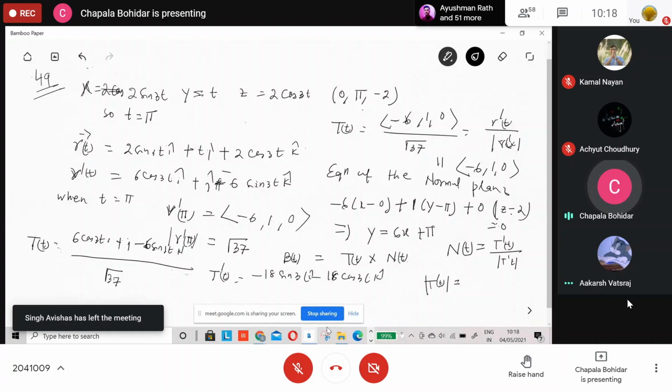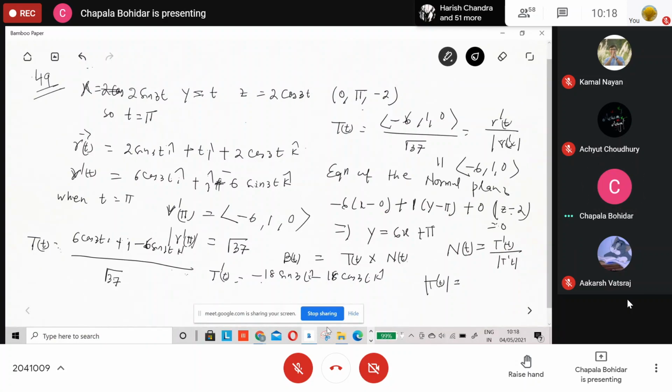Yes, we get here. I am asking you t dash t. It is divided by root 37. Root 37, it is our square. We have to find out t dash t. It is 1 by 18 root 2 by 37. Yes, it is root over of 37. So what do you get? We get 18 by 37 root 37.